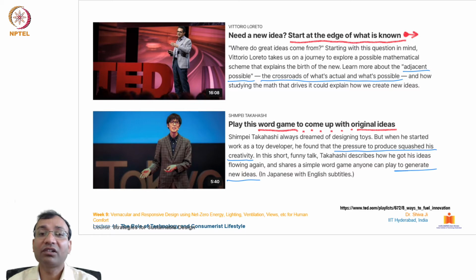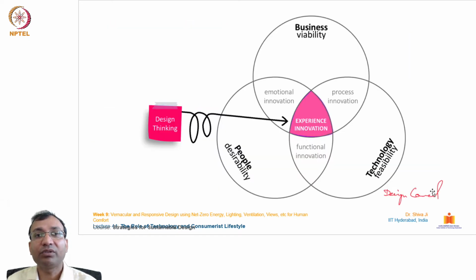You must not derail because of whatever pressure comes from professional life or family life, but keep devoting some time to what your inner soul, your inner thinking, desires you to do, and that will lead you to come up with some novel ideas, some new innovative thinking.